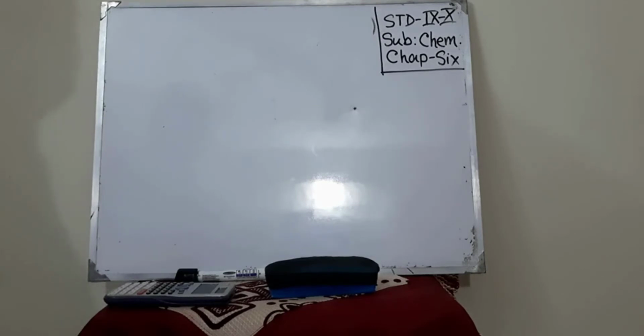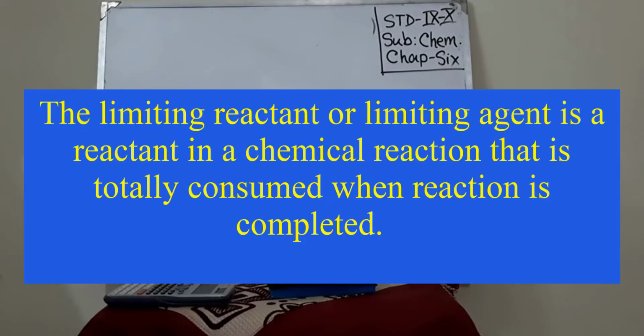Now I am here to describe limiting reactant from chapter 6 chemistry. What is the definition of limiting reactant? The limiting reactant or limiting agent is a reactant in a chemical reaction that is totally consumed when the reaction is completed. If the reaction is completed, then one reactant is totally consumed or run out. This reactant is called the limiting reactant.